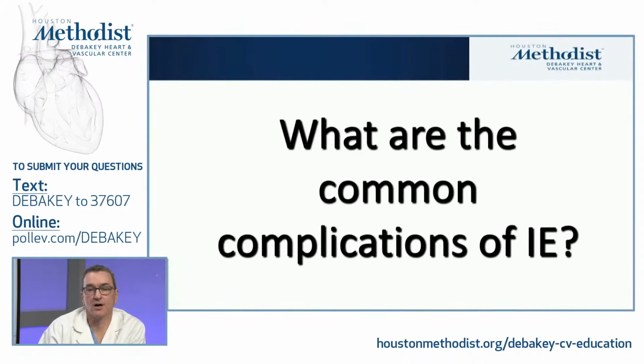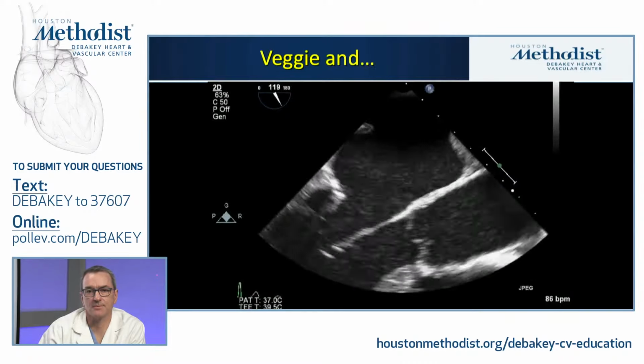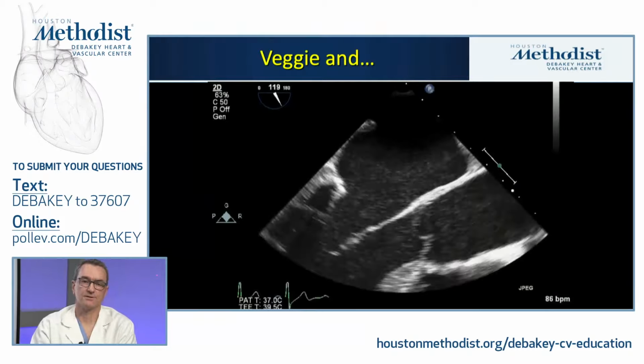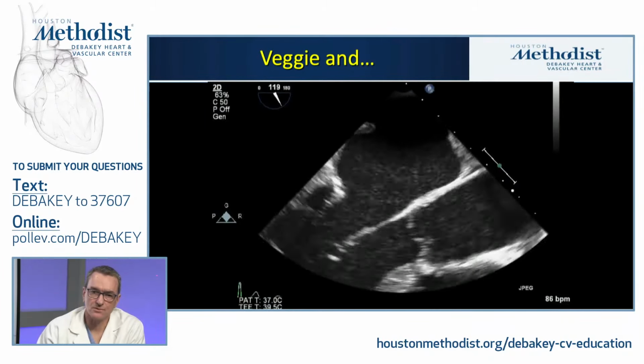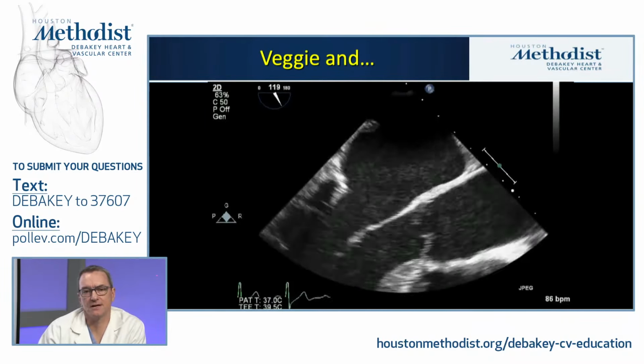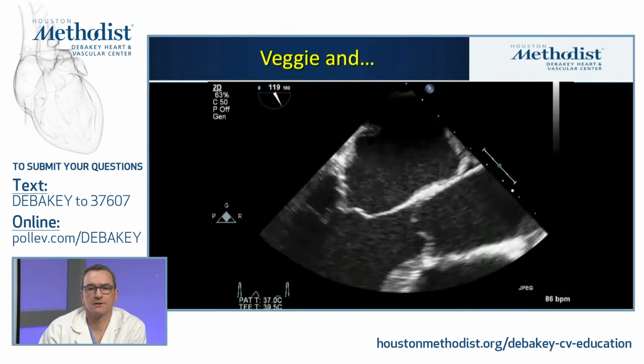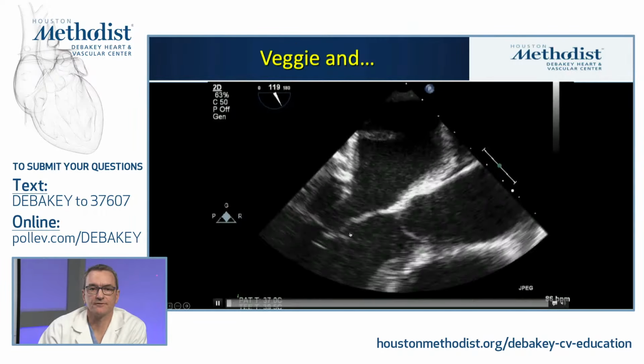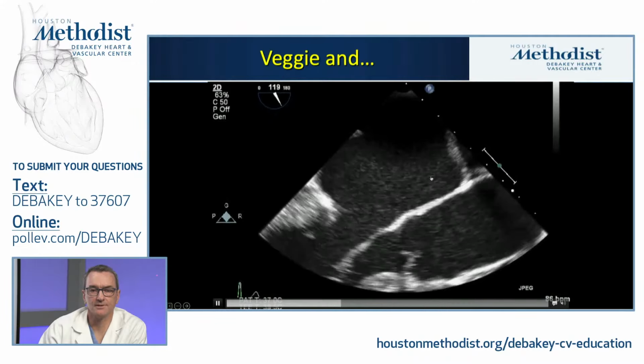So what are the common complications of endocarditis? And this is where the echo lab often is a very important step. So let's go through that. This is a transesophageal echo, a 3-chamber view looking at the mitral valve and the aortic valve. And if you look closely at the base of the posterior leaflet, you can see there's a little wiggling element.